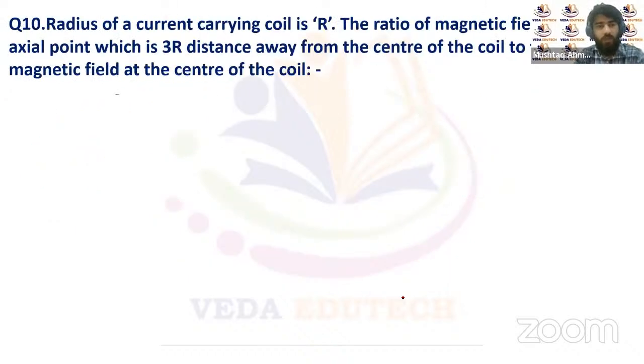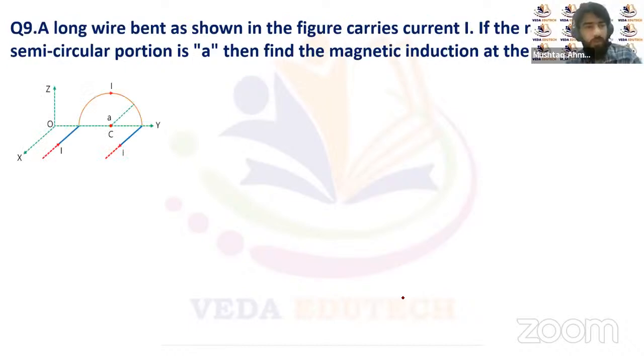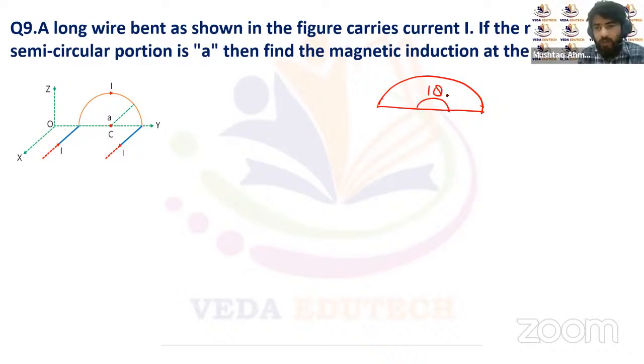Now we have a similar question here. Question number 9 says that a long wire bent as shown in the figure carries current I. If the radius of the semicircular portion is A, then find the magnetic induction at the center. Now we calculate the magnetic field due to a complete circle. Let's see what the magnetic field due to the semicircle is. We know that a semicircle is also an arc, subtending an angle of 180 degrees at the center.